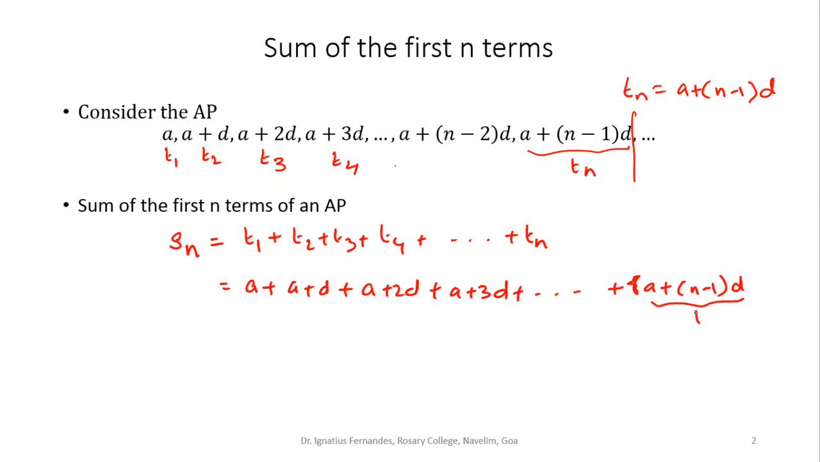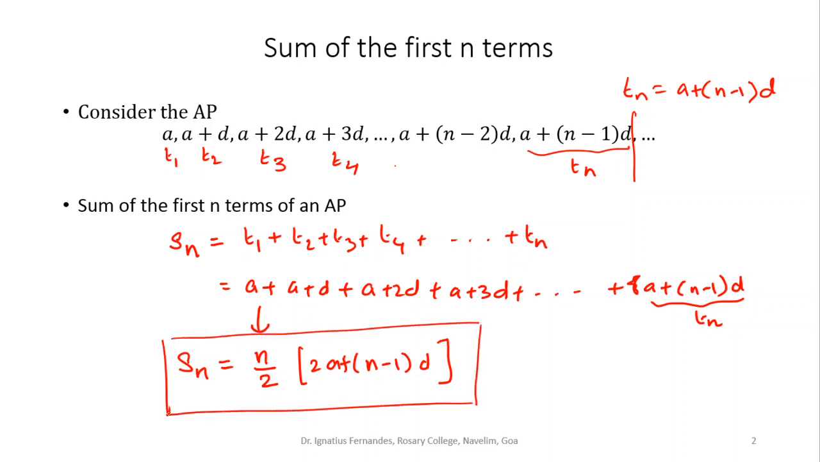This is our tn. If we simplify, this sum can be put into a general form as n upon 2 into (2a plus (n minus 1) into d). So the sum of the first n terms of an arithmetic progression can be put into one general formula as Sn equal to n upon 2 into (2a plus (n minus 1) into d).